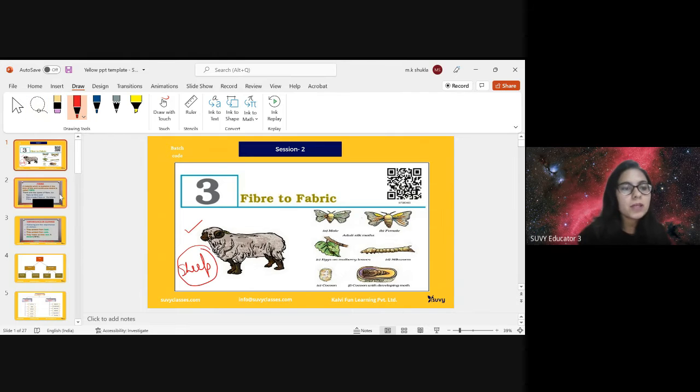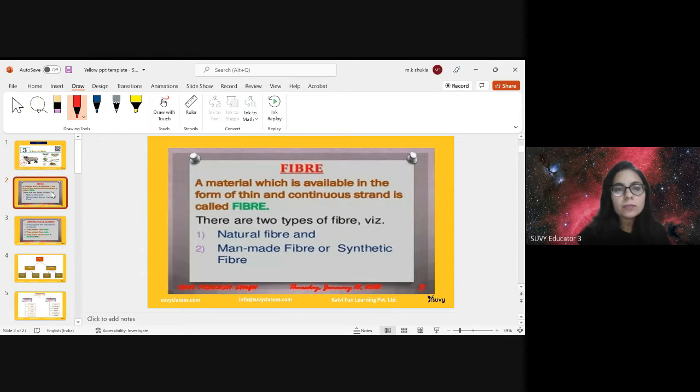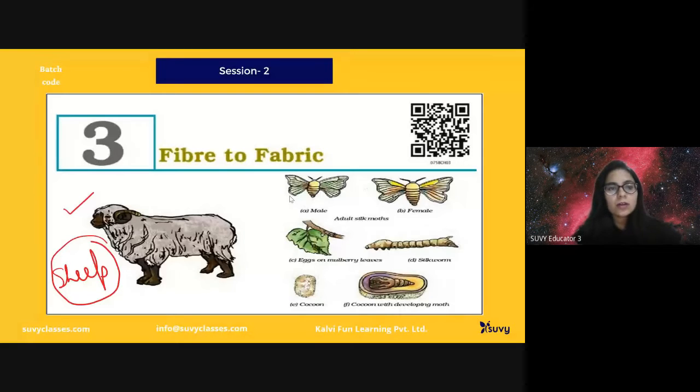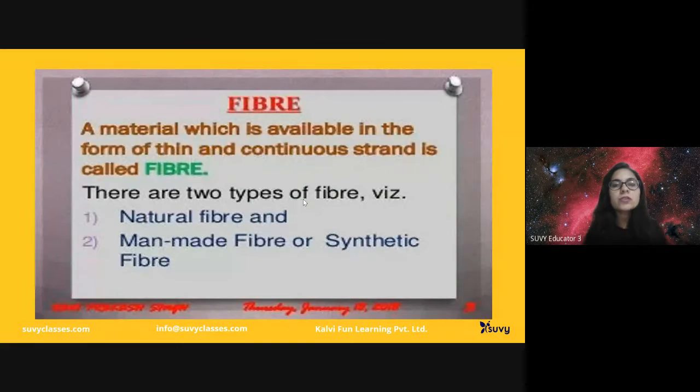So first of all, what do you mean by fibers, students? Fibers are material which is available in the form of a thin and continuous strand. It is a very thin material and continuous strand. Okay, a thin and continuous strand is called a fiber.